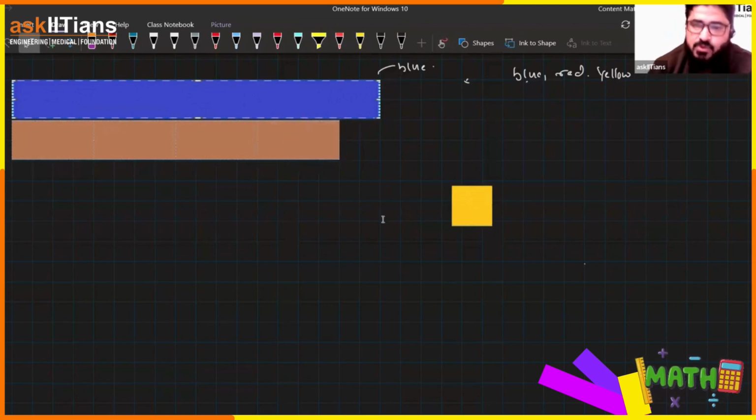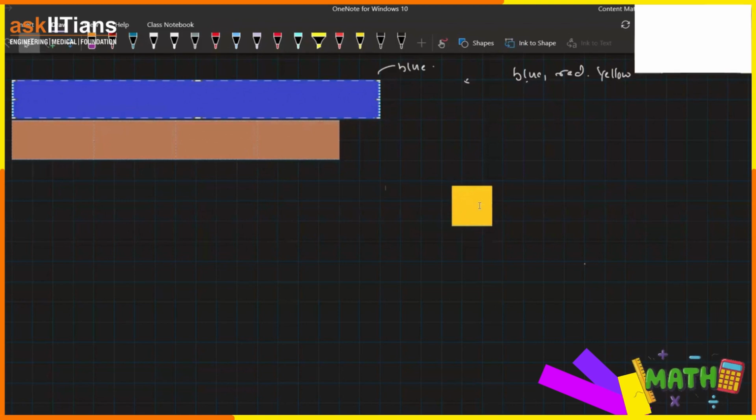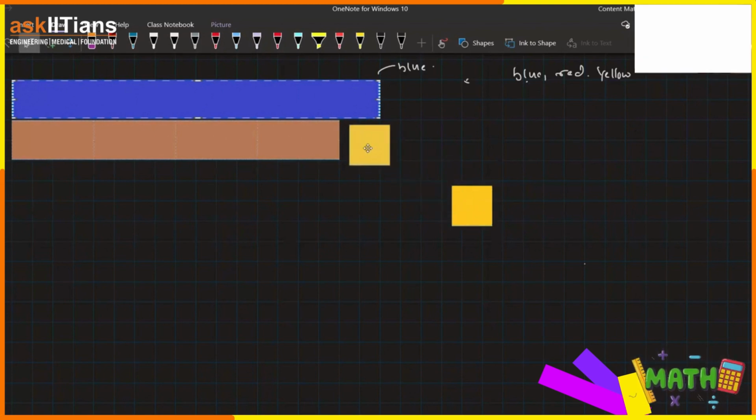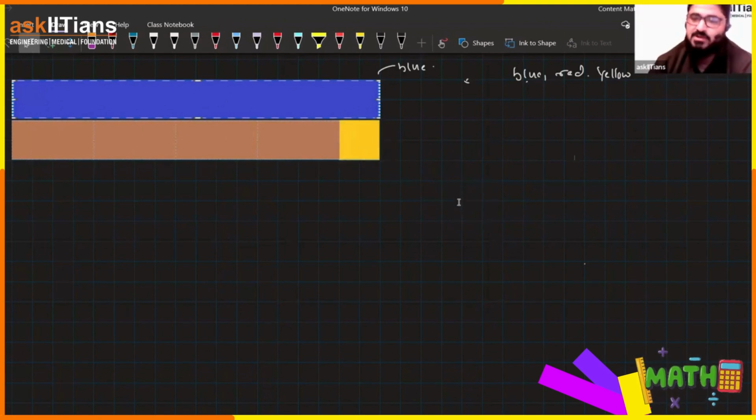Okay, now a question to all of you. Can I accommodate one more red here or not? No. Why? Otherwise it will exceed the length of the blue one. If I add one more red here, it will be greater than blue. So I will add a remainder here. What will be the remainder here? Yellow. So you can see this whole thing got accommodated.